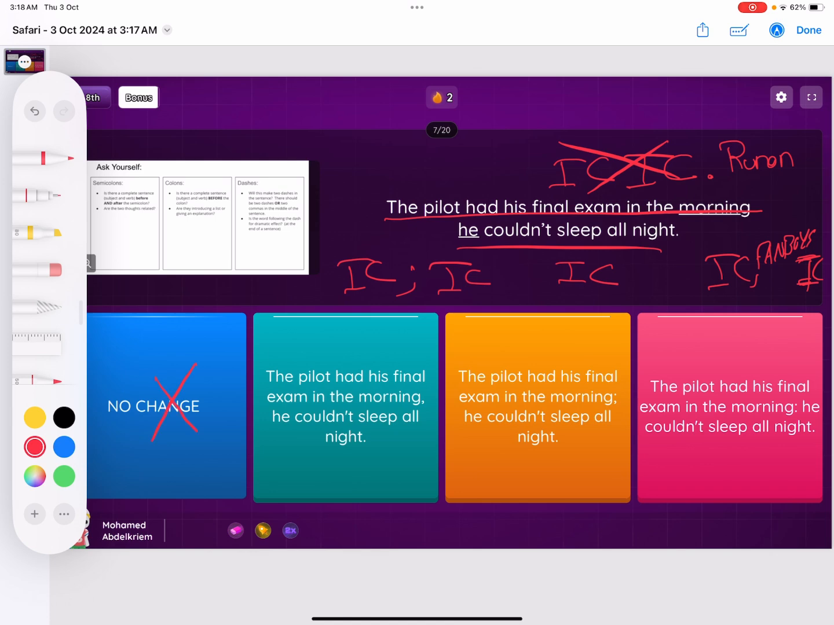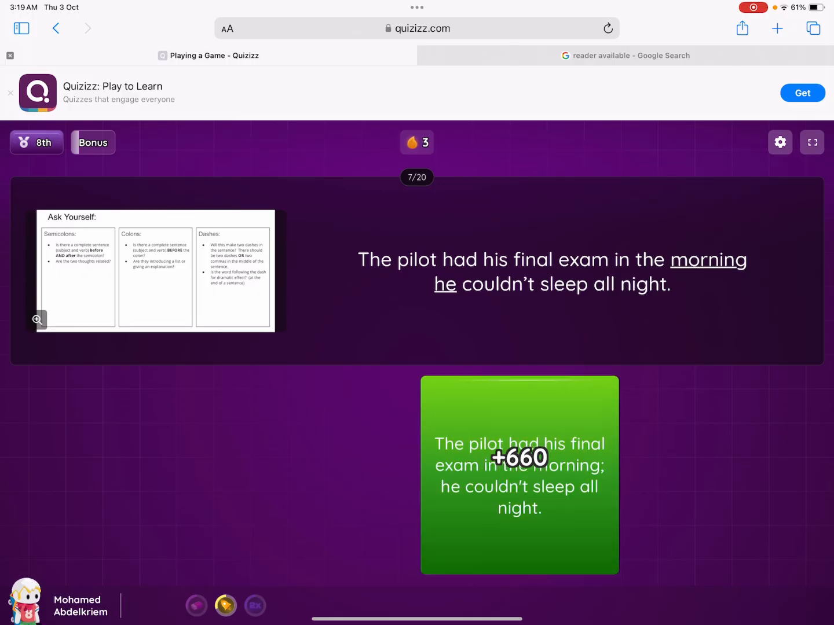The second one here, he said the pilot has the final exam tomorrow. He couldn't sleep all night. He used a comma here. So he used a comma to join two independent clauses. I cannot use a comma to join two independent clauses. Mister, you said before we can use a comma and a fanboy. Yes, I said a comma and a fanboy, but using a comma only is incorrect. All right. The third one here, the pilot had the final exam in the morning. This is an independent clause. And then semicolon, and then he couldn't sleep all night. So this is correct. Two independent clauses joined with a semicolon. So the correct box is the orange box.